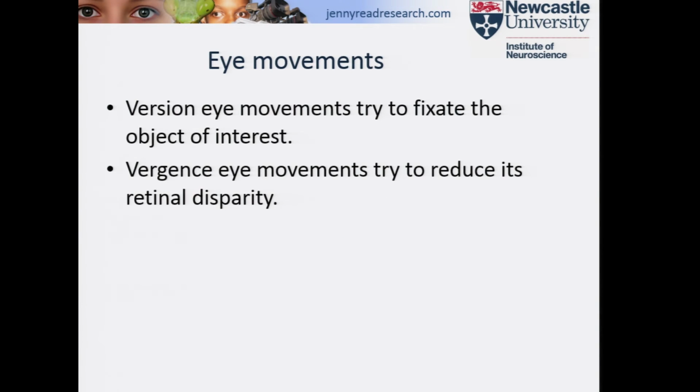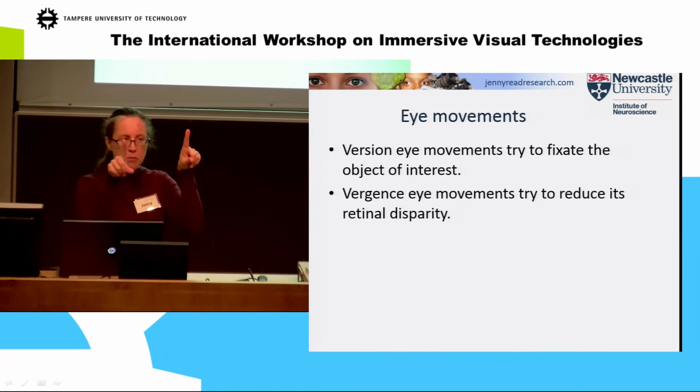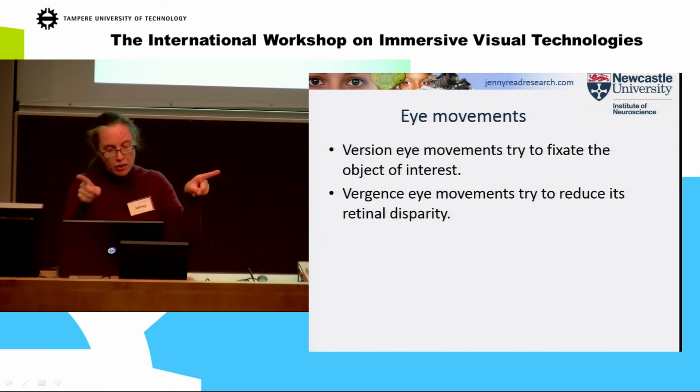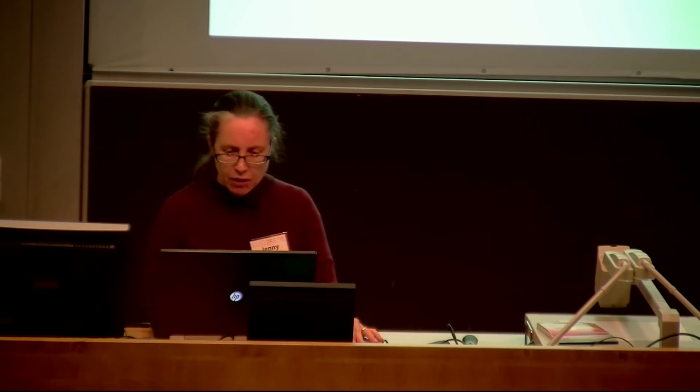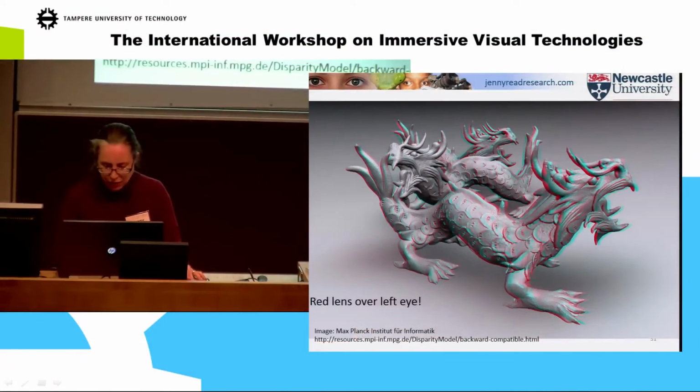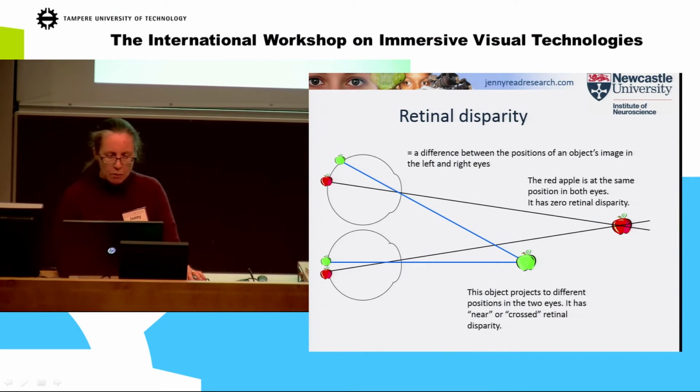So we have this terminology that version movements refer to parallel movements of the eyes to look in a particular direction, but vergence eye movements are there to try and reduce the disparity of the object on the retina. By disparity, I mean the difference in the retinal location at which it falls. So obviously, if an image is falling at the fovea in both eyes, it has 0 retinal disparity. So when you're fixating this red apple, it's got 0 retinal disparity.